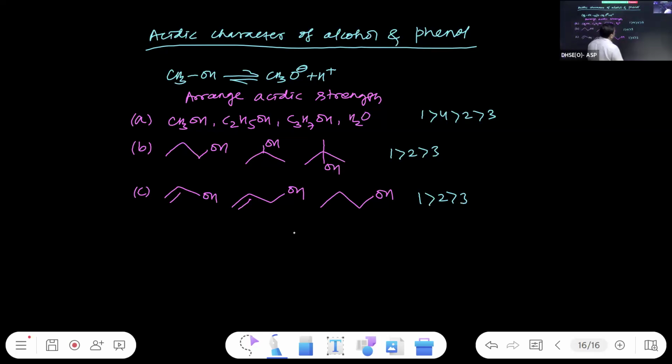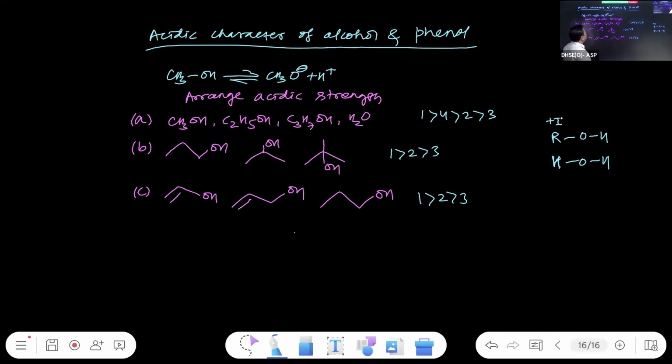Alcohol should be less acidic than water. Why? Let us see what is present in alcohol: the alkyl group, and the nature of the alkyl group is a plus I group. So a plus I group decreases the acid strength, whether it is alcohol or carboxylic acid.